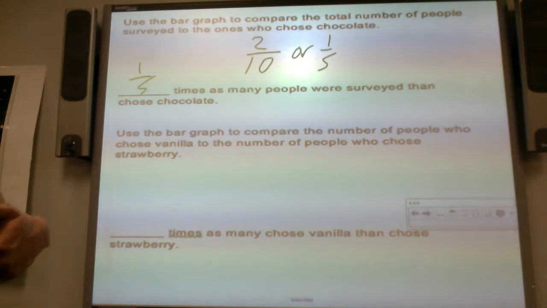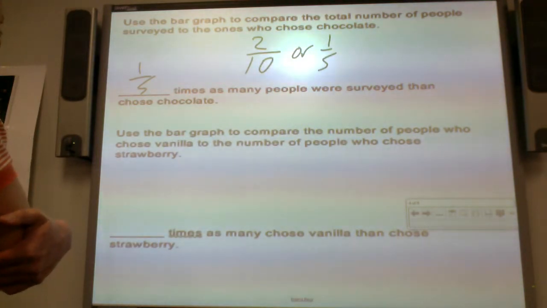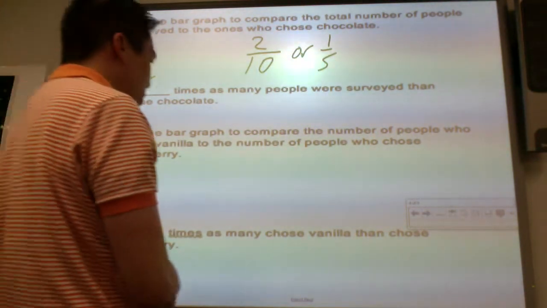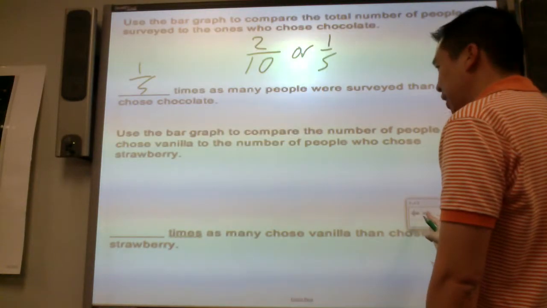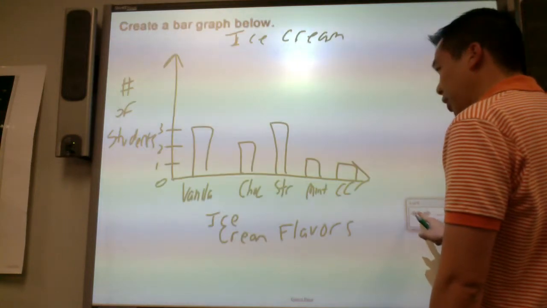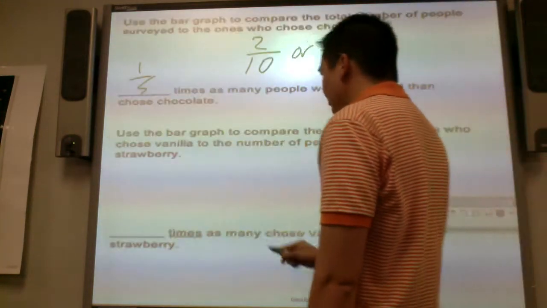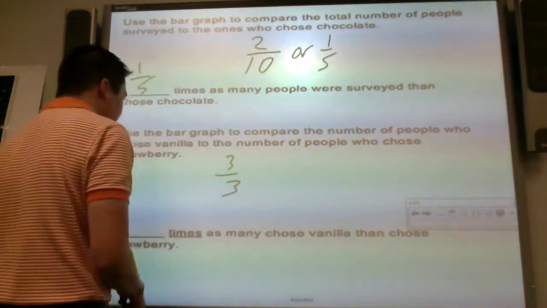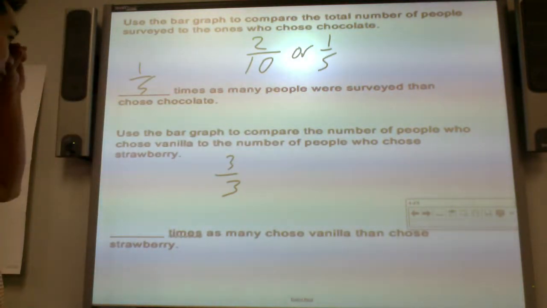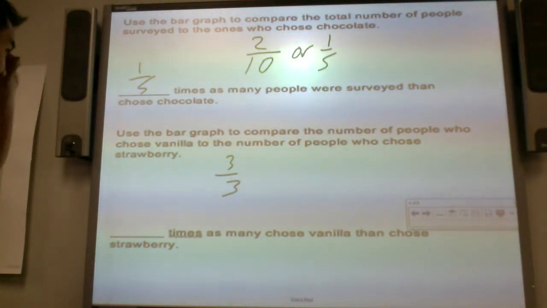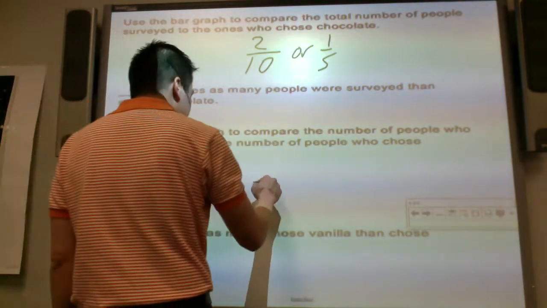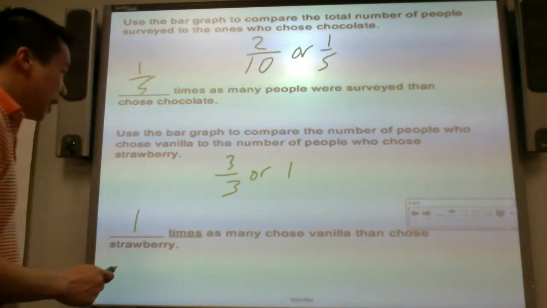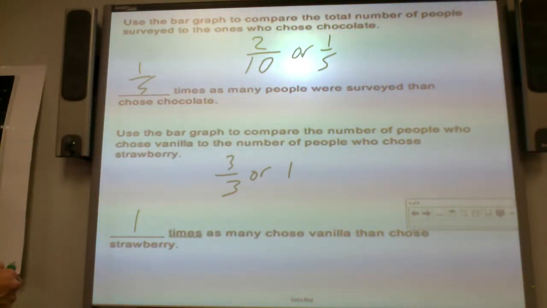Use the bar graph to compare the number of people who chose vanilla to the number of people who chose strawberry. Vanilla, we had 3 people who chose vanilla. The number of people who chose strawberry was 3. So it's 3 to 3, or 1. 1 times as many chose vanilla than chose strawberry.